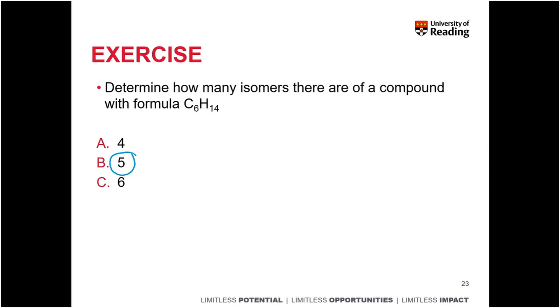There are 5 possible isomers here, and the structures are shown on this slide. Now do be careful if you're asked to draw these to check that you haven't drawn the same structure more than once. It's very, very easy to do.